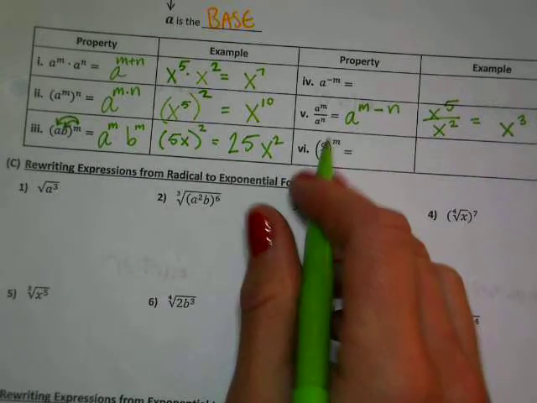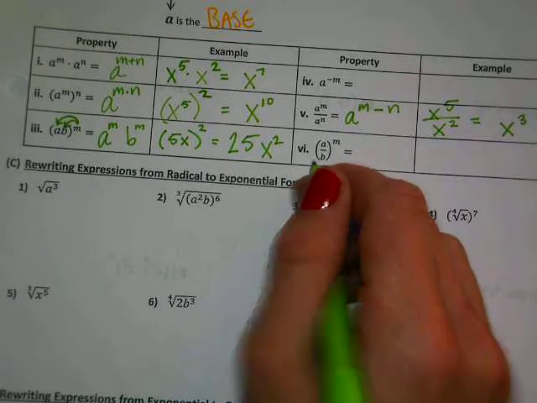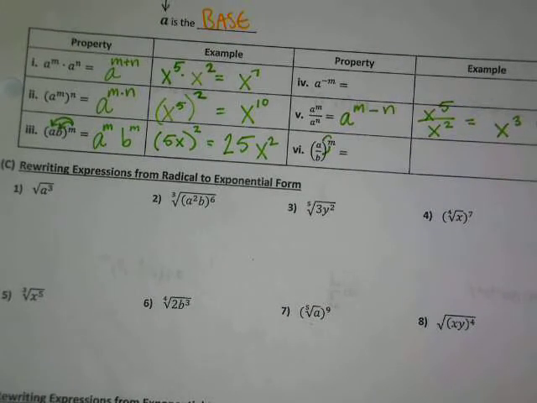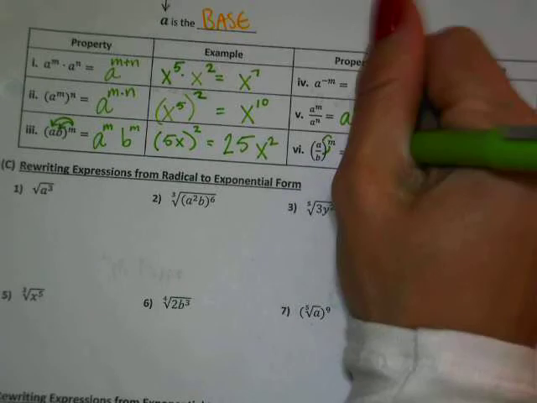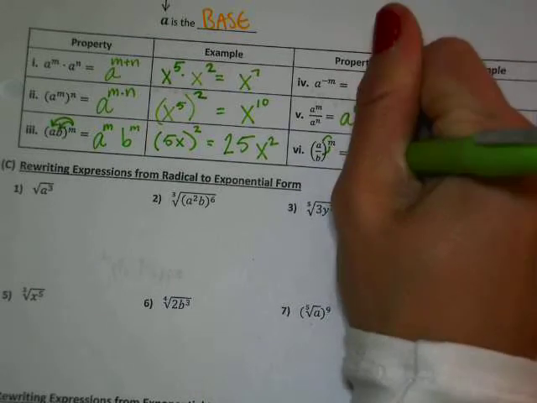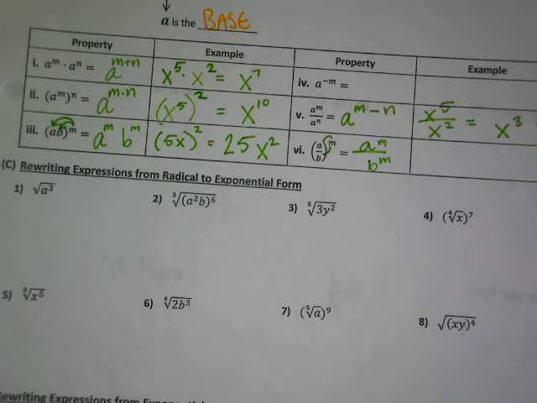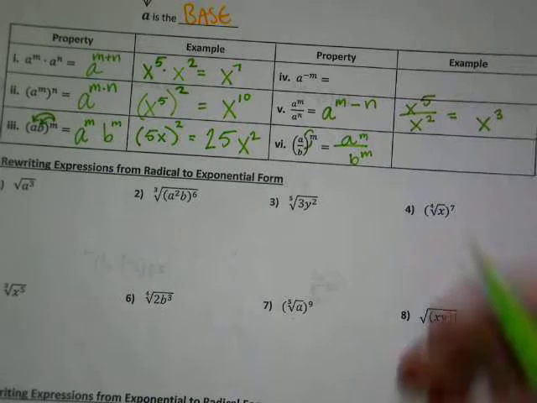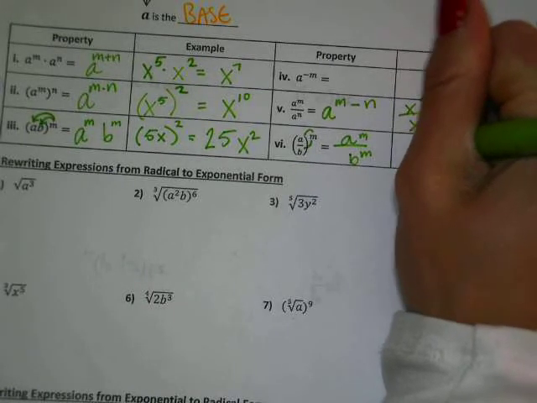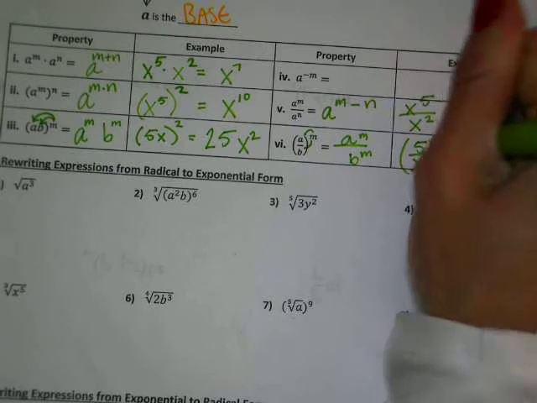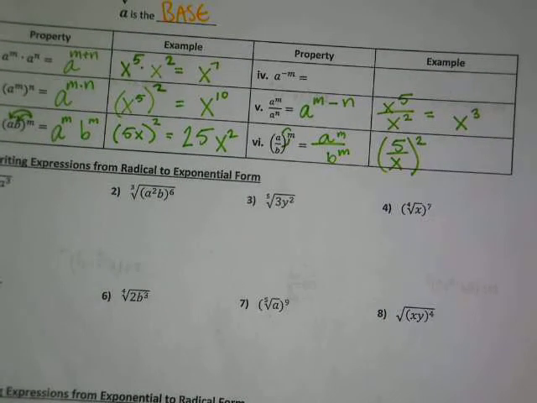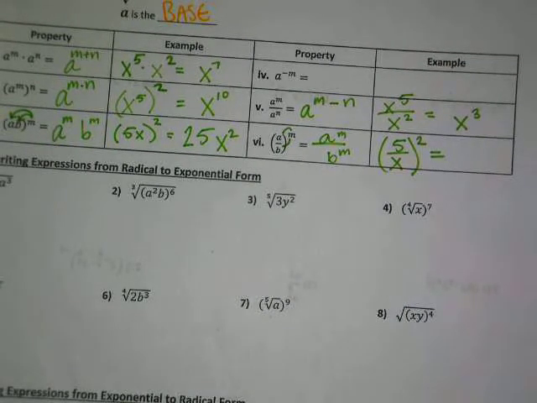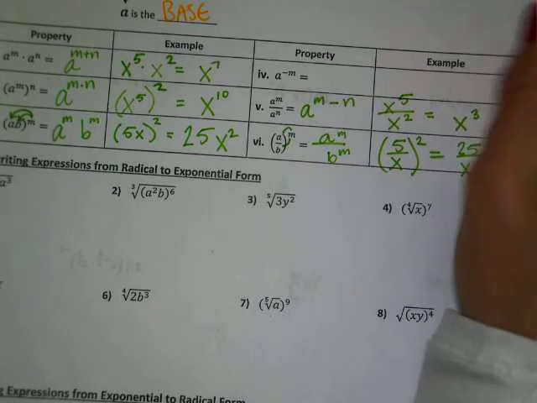All right, that same property is going to work for dividing as well. So if we have two things being divided, the exponent is going to go to both the top and the bottom. So a to the m over b to the m. So if you had 5 over x squared, how would you write your answer? 25 over x squared.